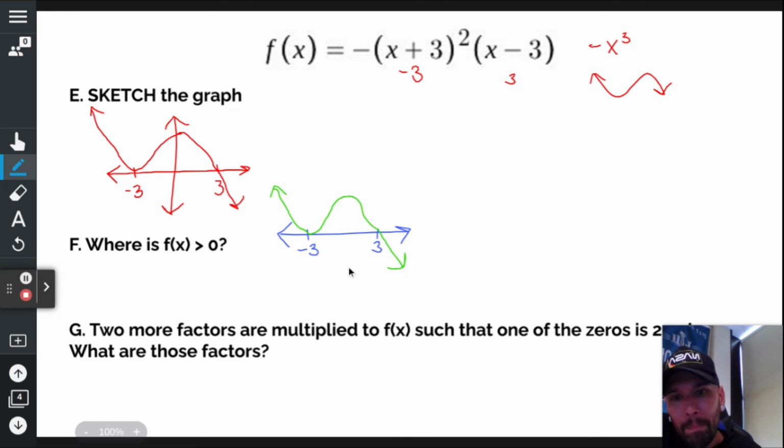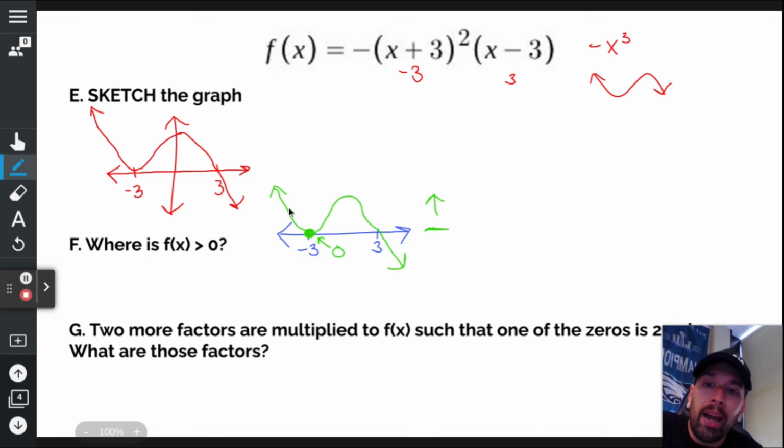Perfect. Now, I care about where f of x is positive. F of x is positive everywhere above the x-axis, because that's where f of x is positive. Now, it's positive everything to the left of 3 except when I came down and hit -3, it became a 0 right there. 0 is not positive.